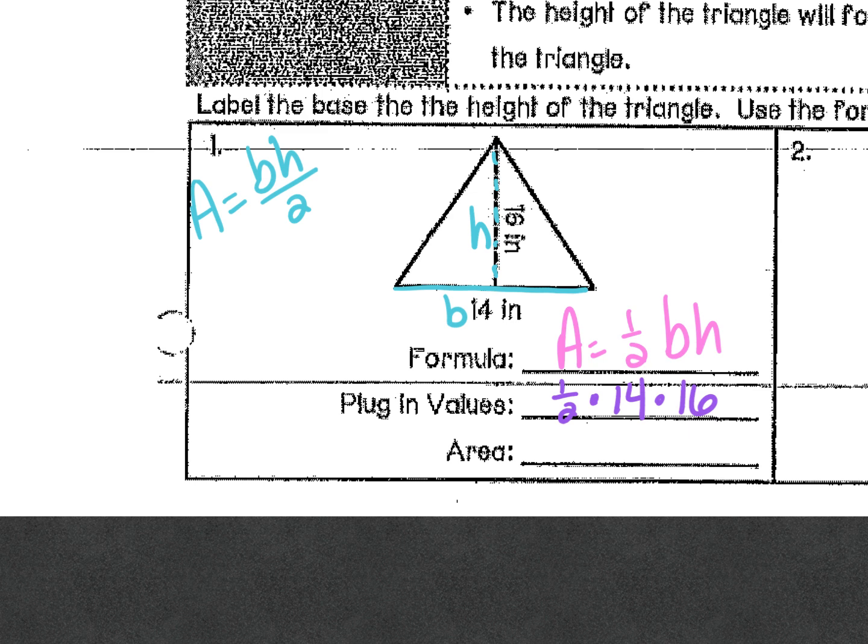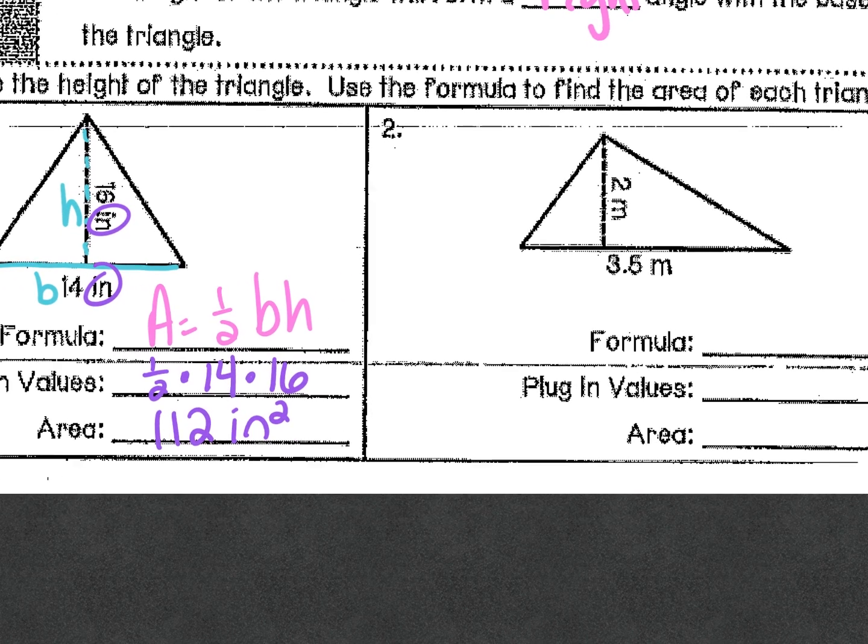Or if you have a calculator with fractions, use it. So 14 times 16 is 224. Divided by 2 is 112. If I put 1/2 times 14 times 16 in my calculator, I'm still going to get 112. And you're still multiplying inches by inches, so it's inches squared.